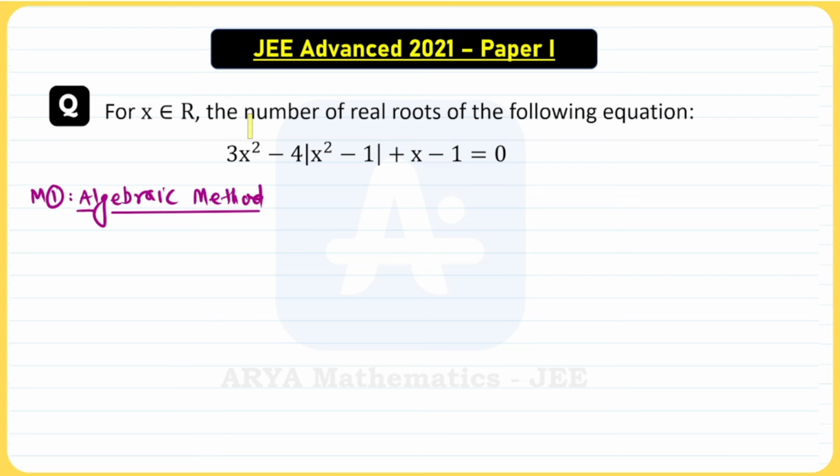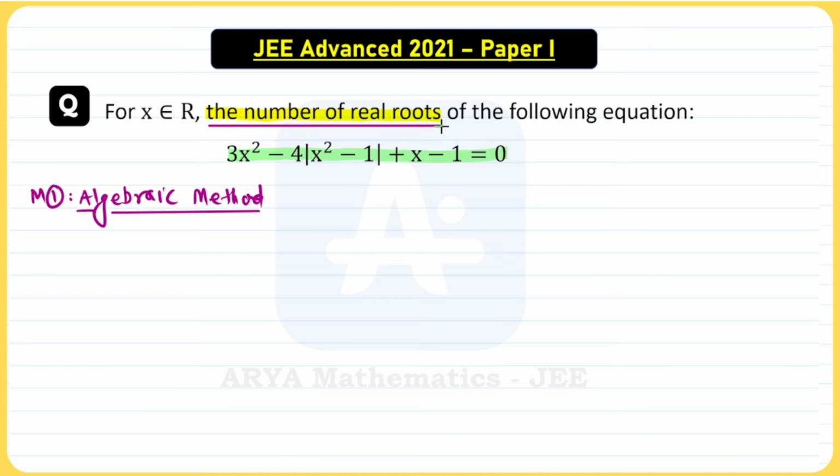In this video we are going to discuss a problem from JEE Advanced 2021. If x is a real number, then we need the number of real roots of this equation. Now, there are at least two different methods of solving this problem. One is the general algebraic method and the other one is the graphical method.